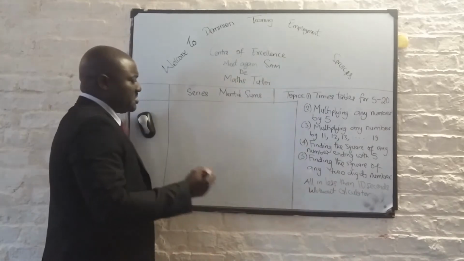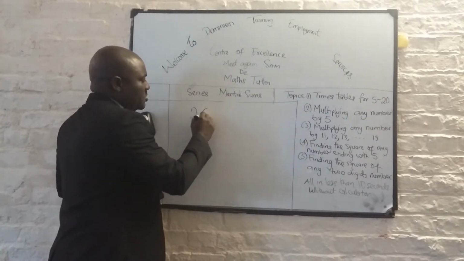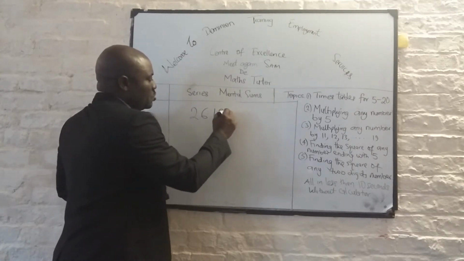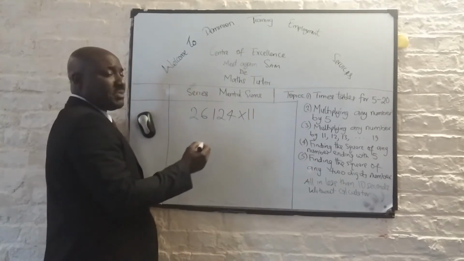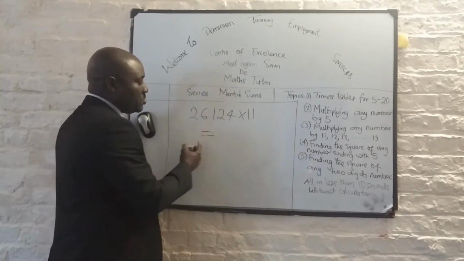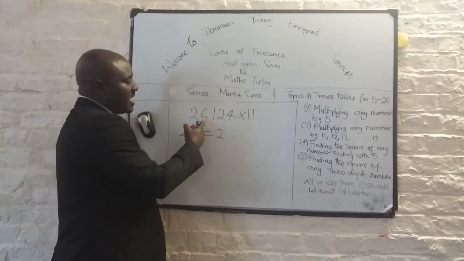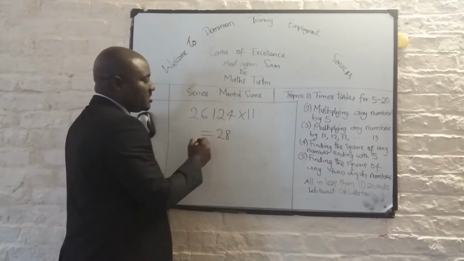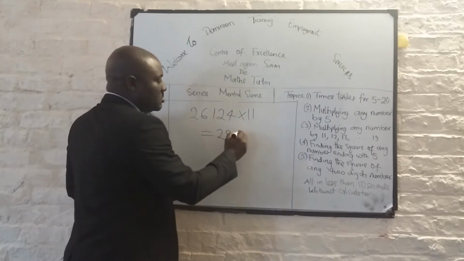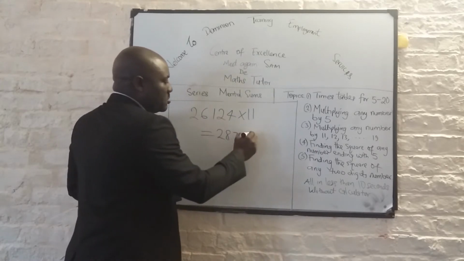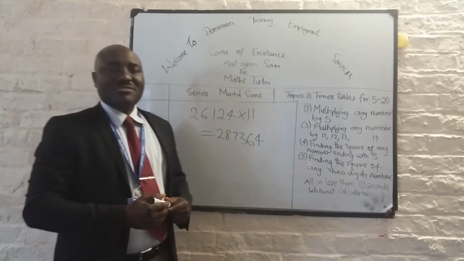Like that. Let's see. Suppose you have 26124. You want to multiply by 11. Here, you just perform addition operations. Just say this is equal to the first digit, which is 2. Then add the next digit to it to give you 8. Add the next digit to this to give you 7. Add this to this to give you 3. Add this to this to give you 6. Then write down the last number. That's the answer. As simple as that.